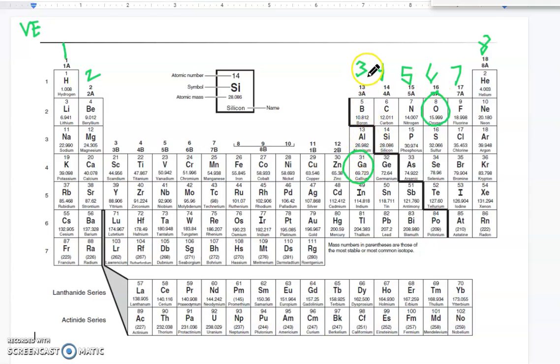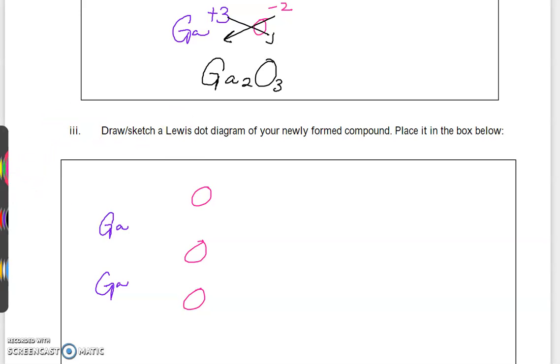Okay, so Ga has 3 valence electrons. So I'm going to come back over here. Remember, you are going to be using your example. So it has 3. You have to do this like a 4-sided clock. Start from one side before you overlap. So 1, 2, 3, 1, 2, 3.